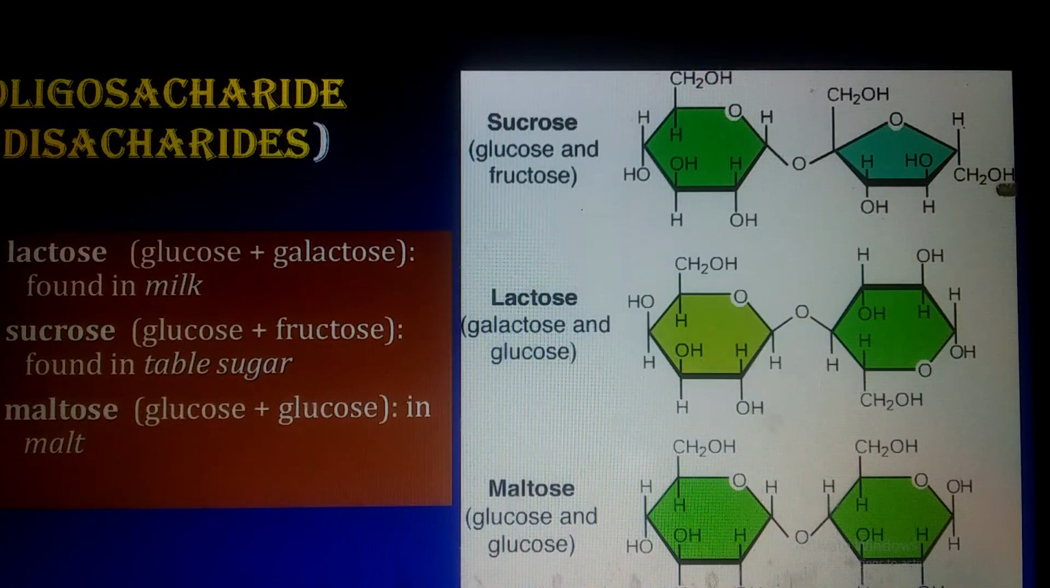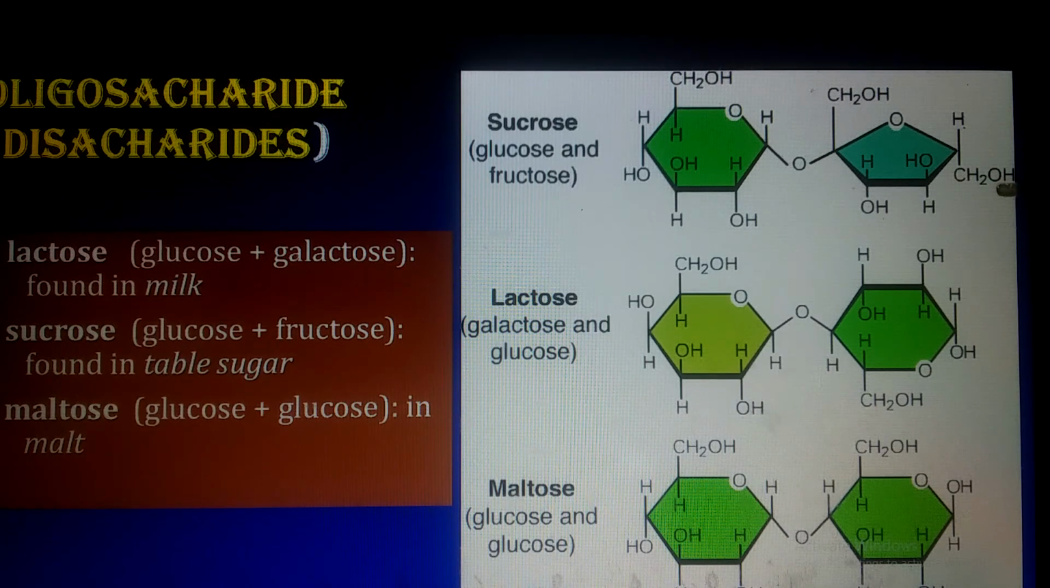Okay. Now oligosaccharides. What are basically oligosaccharides? They contain 3 to 10 or 3 to 9 monosaccharide units, and disaccharide is one of the most important forms of the oligosaccharide. And disaccharide examples are lactose, sucrose, maltose. Lactose is present in the milk, and the sucrose is present in the table sugar, and the maltose is present in the malt. So lactose is produced by the condensation of the glucose and galactose. Must keep it in your mind.